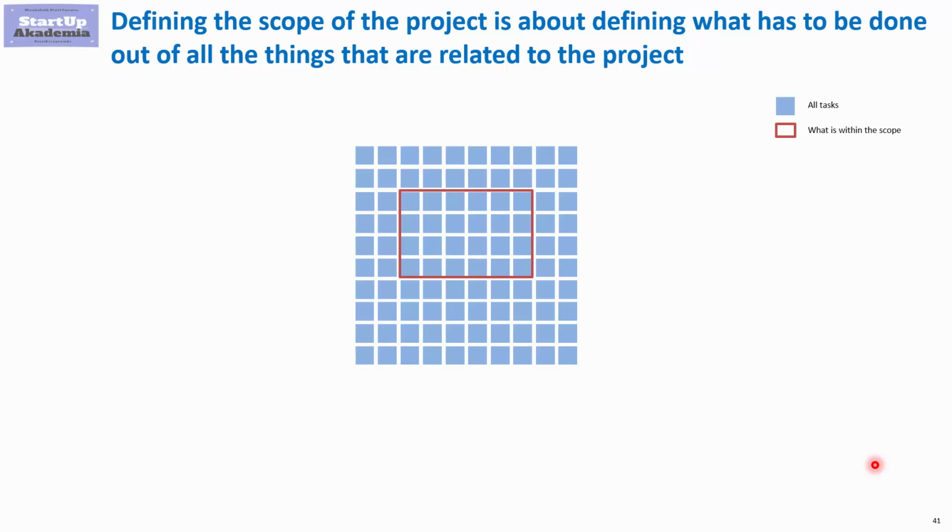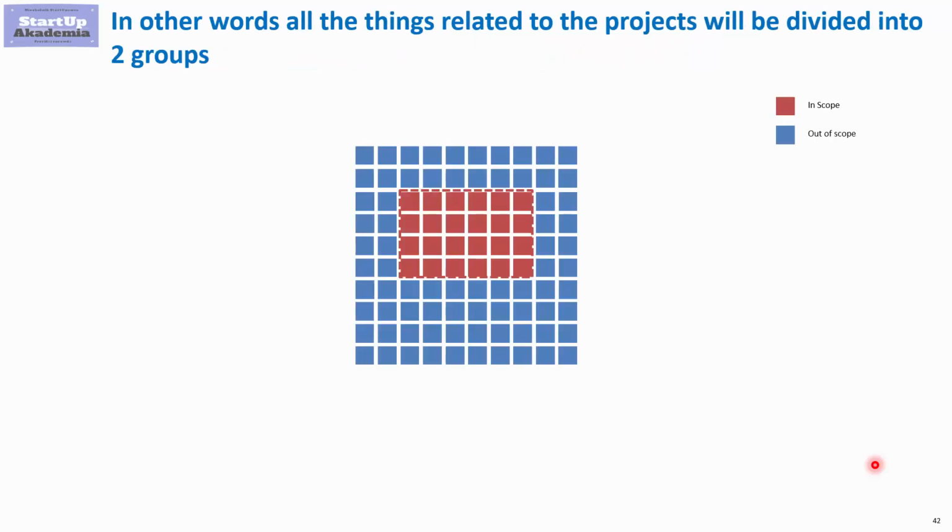In other words, all the things that are related to the project will be divided into 2 groups: things that are within the scope, in this case the red squares, and things which are outside the scope, out of scope, in other words the blue squares.